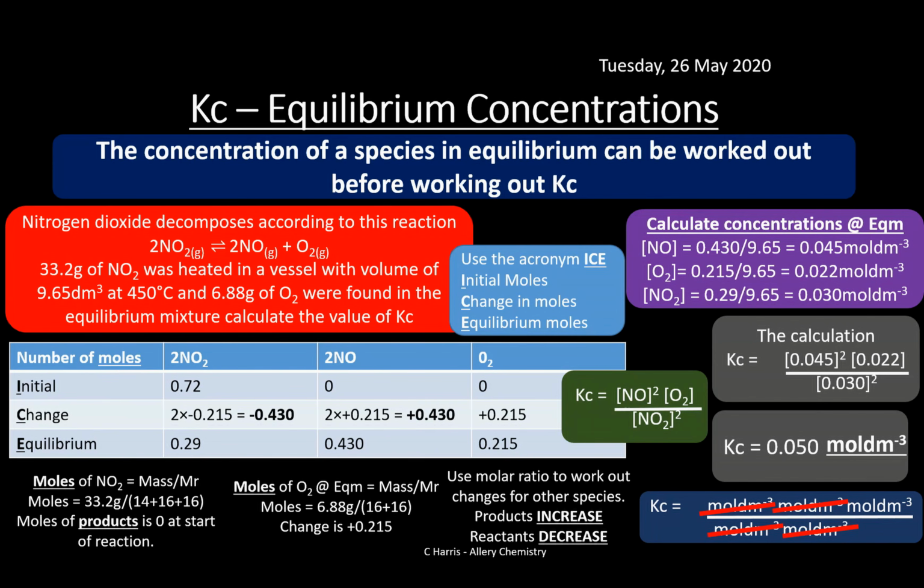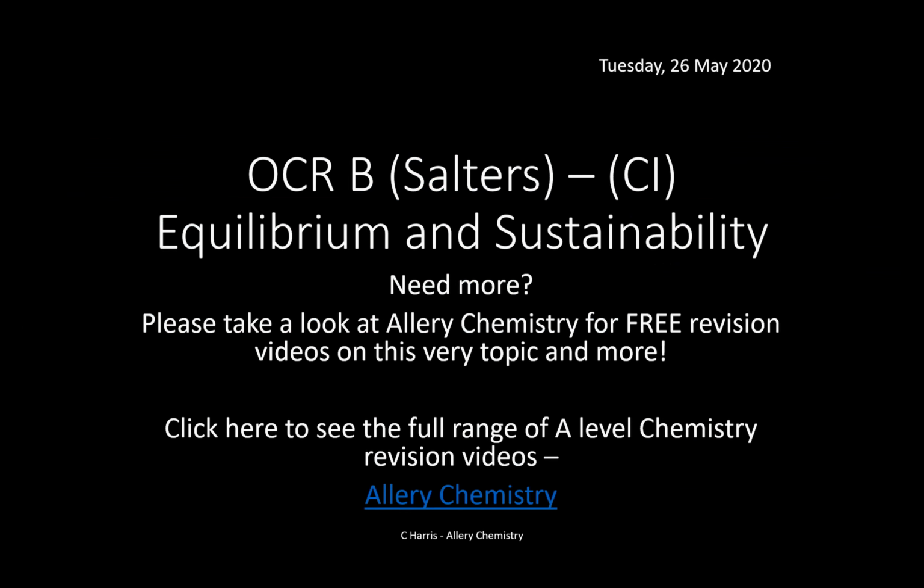Okay, so you can see there's a lot of different parts to that. I like to use, like I say, the ICE table, initial, change, equilibrium. You might have a different method. As long as it comes out with the same answer, that's fine, and you can show your working for the examiners. But it's just trying to be methodical and see what's actually happening. Okay, and that's it. So that's everything that you need to know for equilibrium and sustainability within the CI topic, the chemical industry topic.